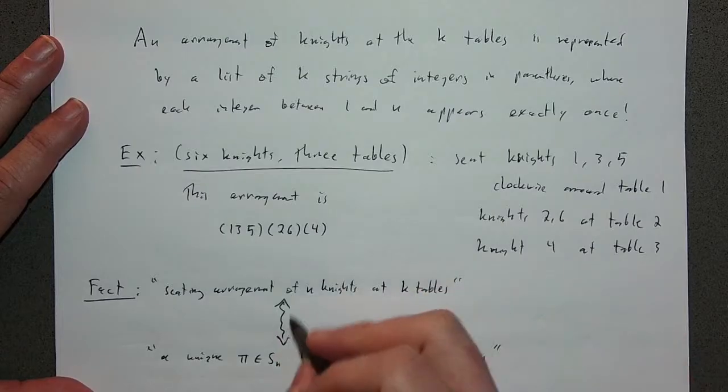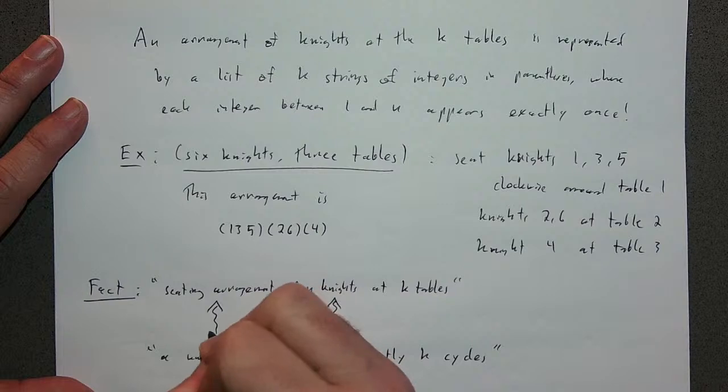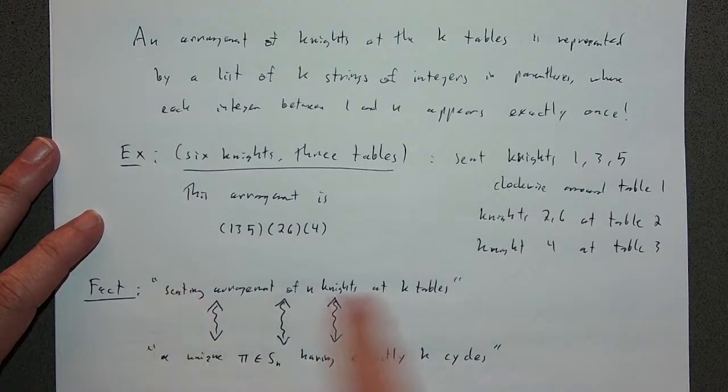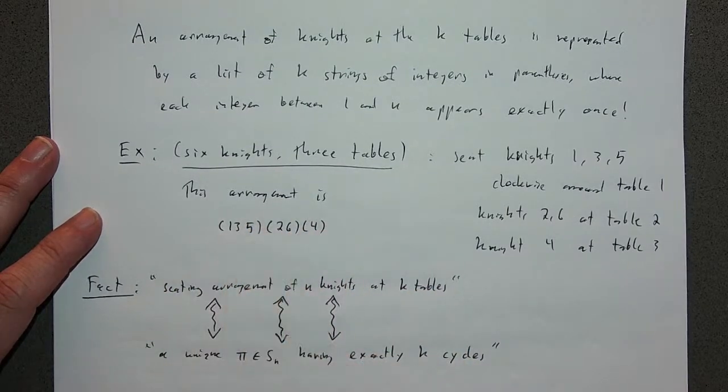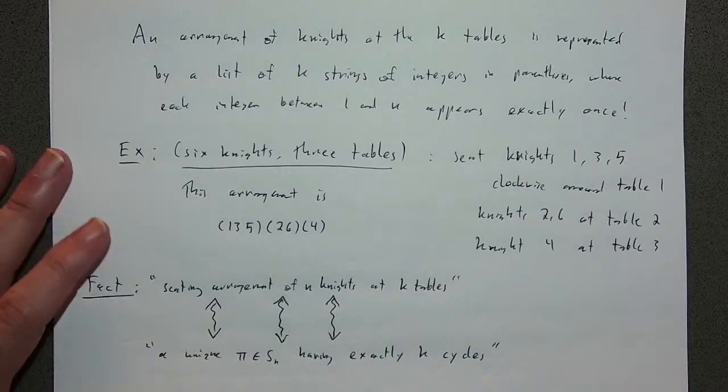So this arrow truly goes back and forth here. What I mean by the arrow goes back and forth is that a seating arrangement corresponds to a unique permutation, and a permutation corresponds to a unique seating arrangement. There's no ambiguity here with the notation we've developed. This is truly a one-to-one correspondence. These are the same counts of objects.